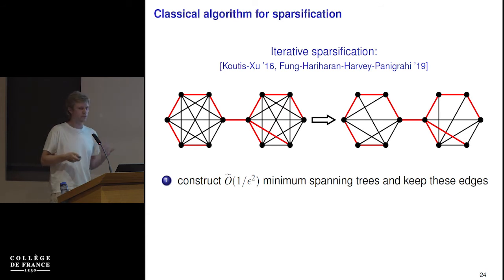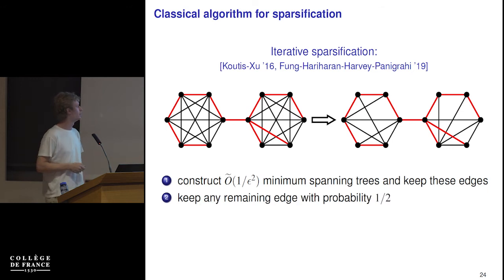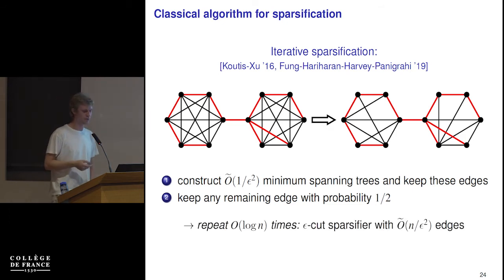So we use these spanning trees to identify the important edges in our graph. After doing that, we can safely say that the remaining edges are somewhat redundant. So we can downsample the remaining edges with probability 1/2. We just keep a random half of the remaining edges. By doing this a logarithmic number of times, we end up with a graph which has approximately n over epsilon squared edges. And this will in fact be an epsilon cut sparsifier of the input graph.